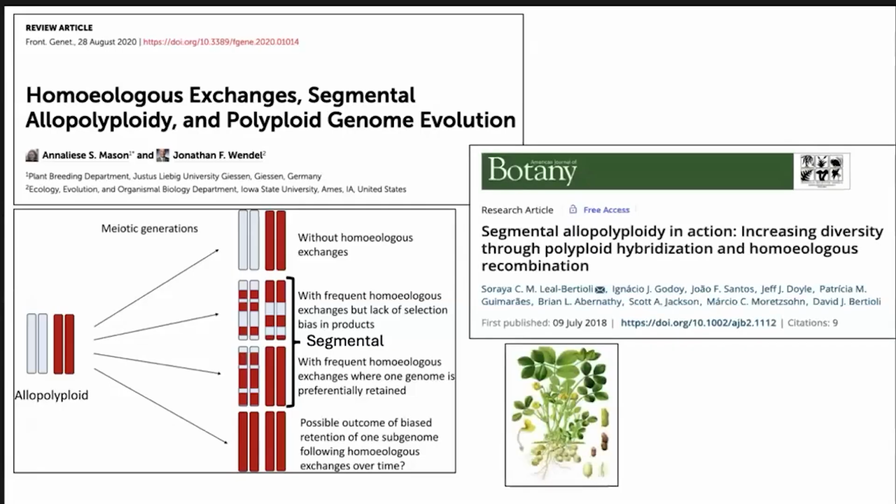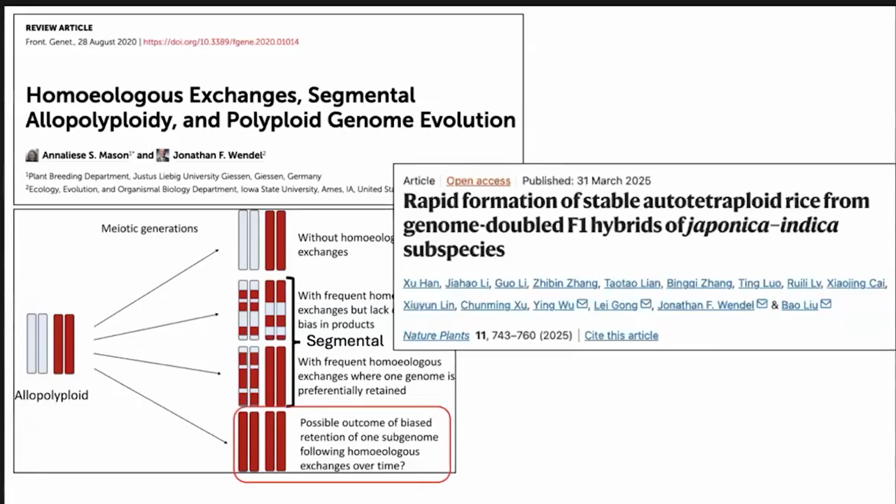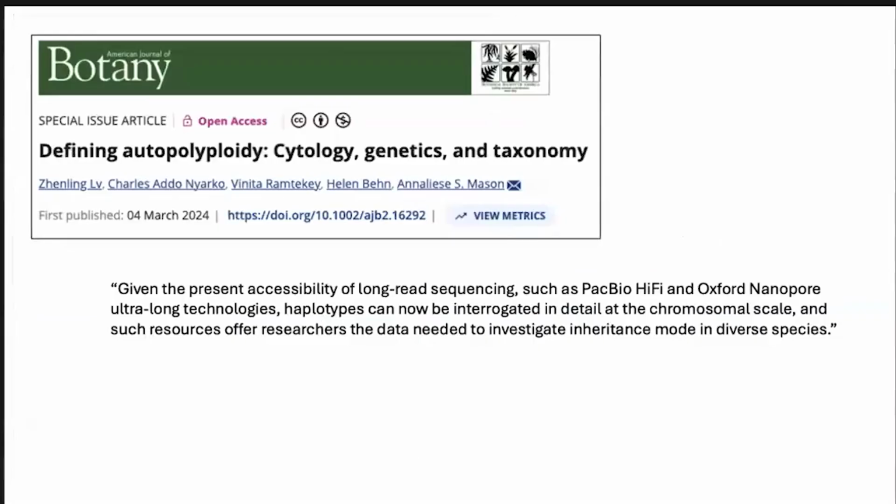They're kind of unicorns. People haven't been able to find very much evidence of those, though there is some. In peanut, there's some evidence that maybe this kind of homologous exchange is leading to the production of things that are sort of in between an auto and an allopolyploid. A recent paper from Bao Liu, colleague of Jonathan Wendel, has looked at the rapid formation of stable autotetraploid rice from hybrids between indica and japonica rice by promoting the number of homologous exchanges and actually converting what is in some senses an allopolyploid into an autopolyploid.